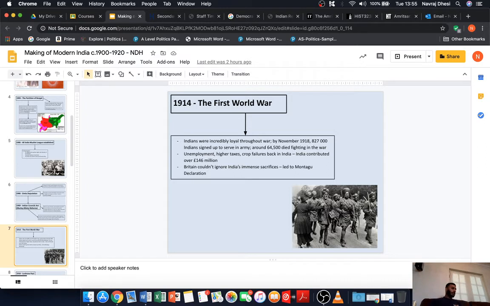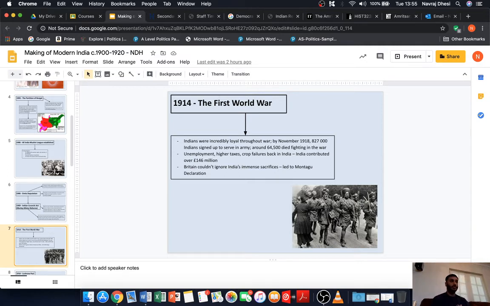Okay, moving on to the First World War. Now, the First World War is a pivotal event in the sense that Indian soldiers were incredibly loyal throughout the war. Okay, a lot of them signed up to serve in the Indian Army, and a lot of them died fighting in the war. It also had many social and economic consequences for India as a country itself, in terms of unemployment, the fact that they had to pay higher taxes, and the fact that there were crop failures back in India, and as a result of that, famines in many different regions.